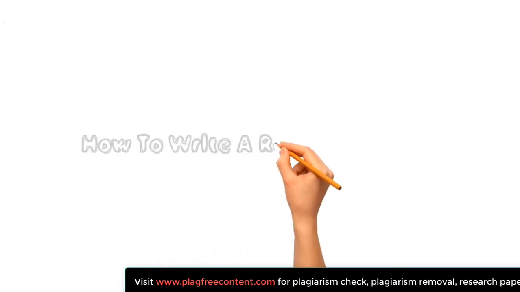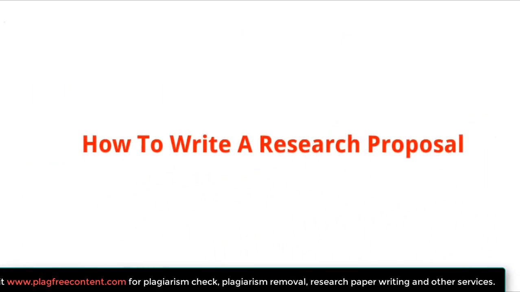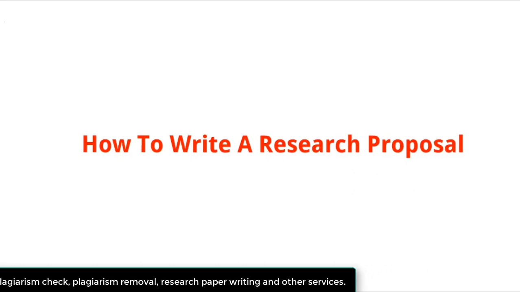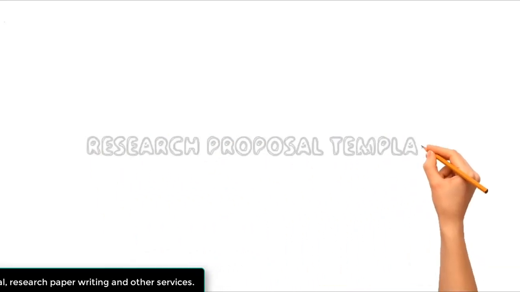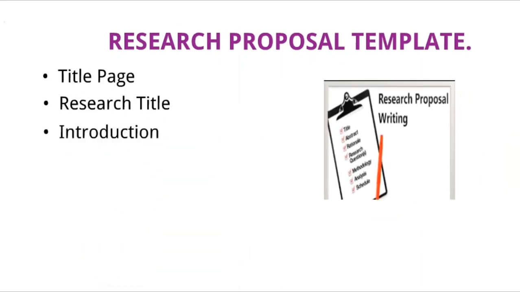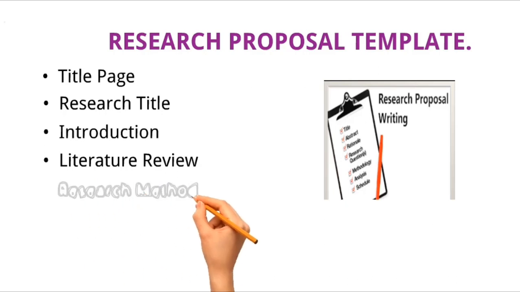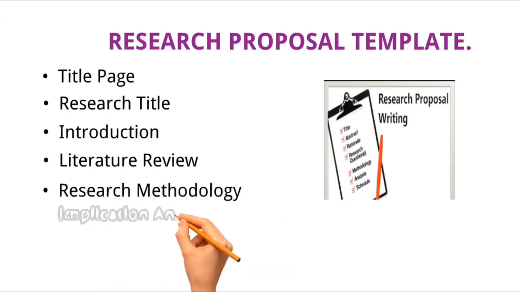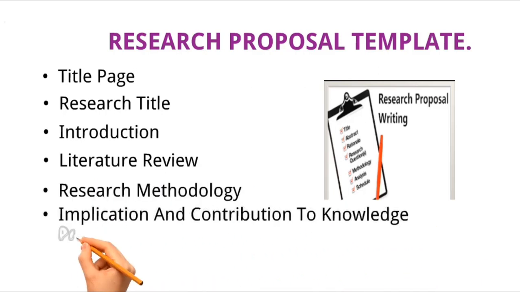Now we will move on to today's actual agenda, that is how to write a research proposal. So we will see the research proposal template. It includes various sections like title page, research title, introduction, literature review, research methodology, implication and contribution to knowledge, project plan and the references.